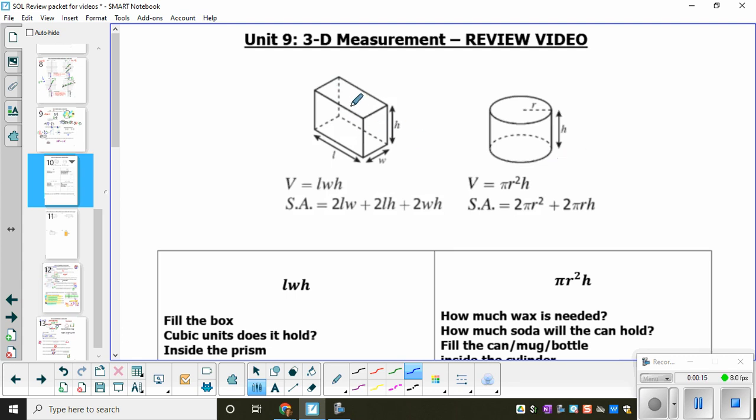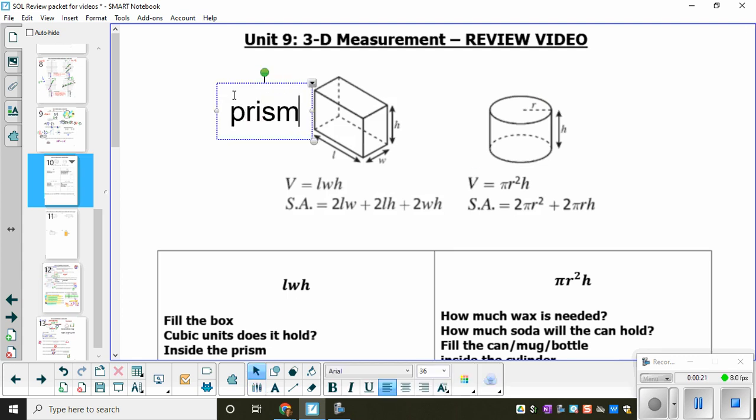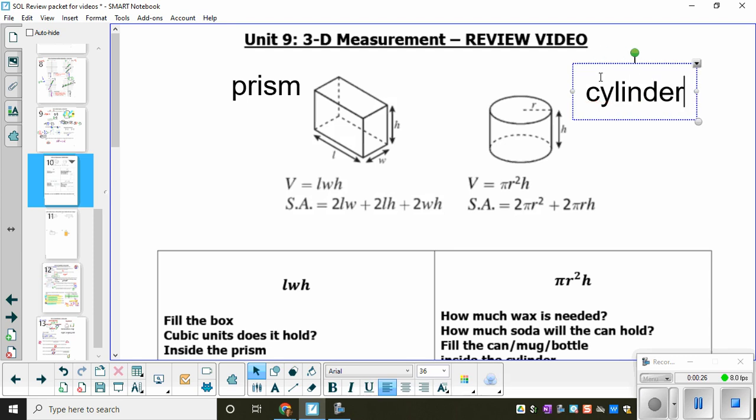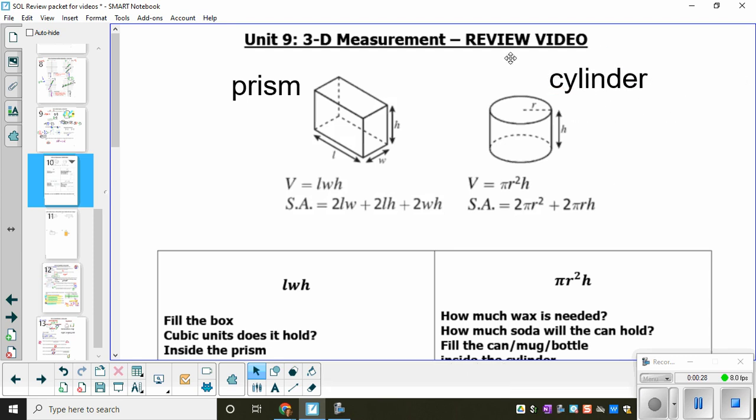The first one was this shape, which is a rectangular prism, and the other shape was this one, which is a cylinder. So if you want to just jot those words down at the top, we had this rectangular prism, and over here the other big 3D shape that we explored this year was a cylinder, all right?